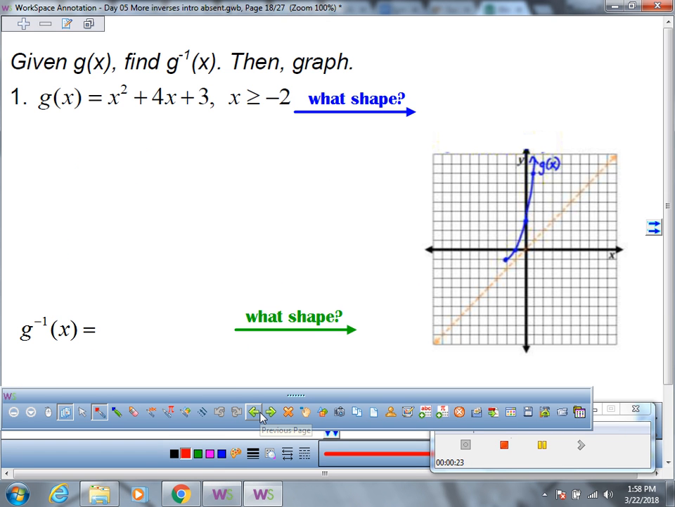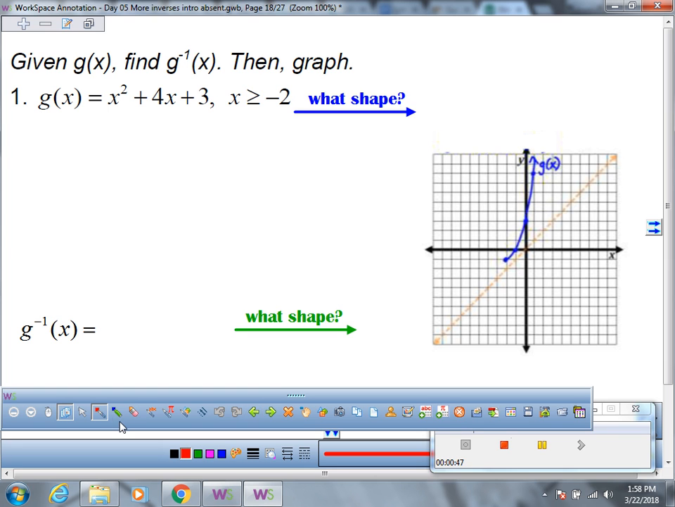Okay, here's the first one. So we need to graph x squared plus 4x plus 3. So it's going to be the shape of a parabola. But we're going to take only everything from the right of -2. Everything greater than -2. Basically, the positive part of the parabola. Right? And we're going to reflect it.